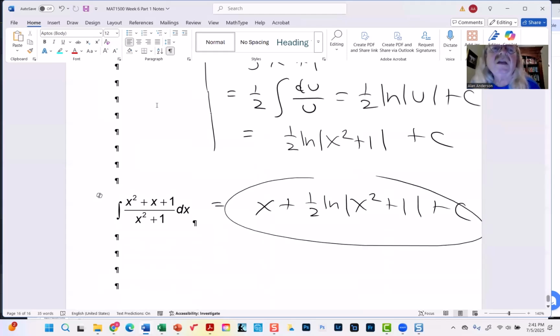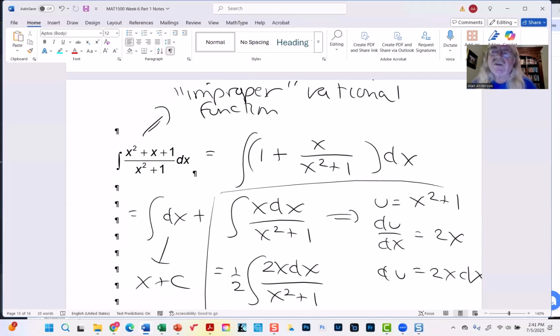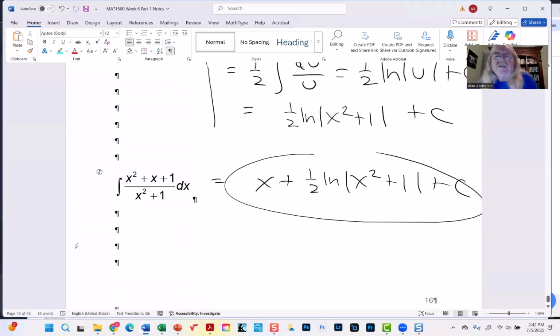So the tricky part there was recognizing that we're trying to take the integral of an improper rational function. And we ran into this before. That's again because the degrees are equal to each other. We want the degree of the numerator to be smaller than the denominator. And if it's not, then we can take care of it with long division. And so that's how we wind up with the result. Perfect. All right. So they're throwing a lot of techniques at us here.